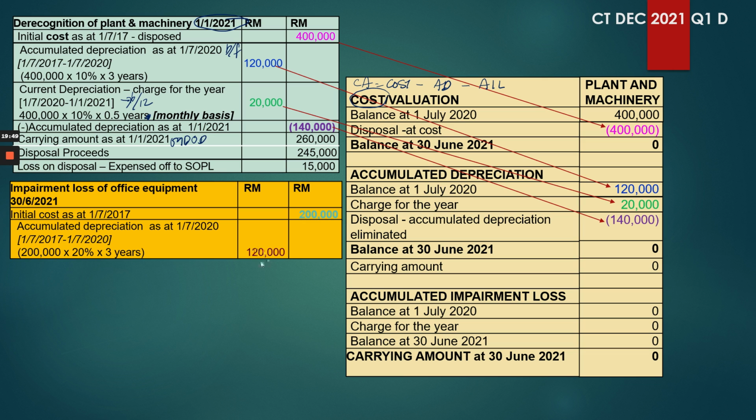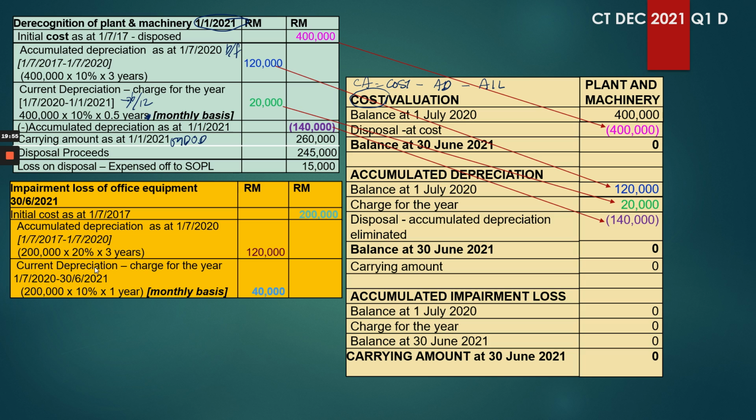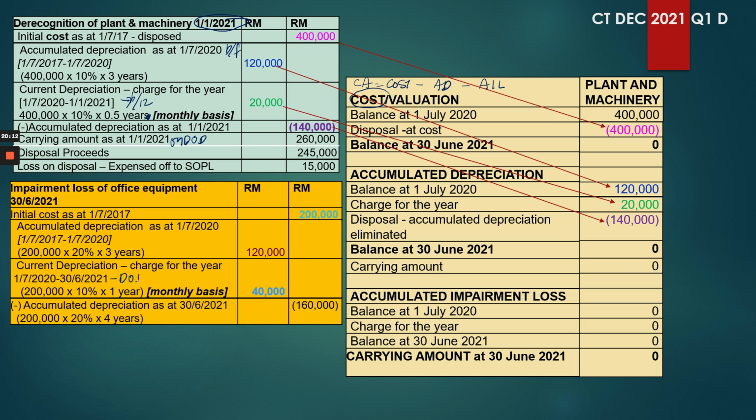And this is the one that you will have to show in the movement as the accumulated depreciation balance at the beginning of the year. Then you will have to calculate the current year depreciation. This is on a monthly basis. In the current year, the asset was impaired at the end of the year, so from the beginning of the year up until the date of impairment, DOI. So it will be 40,000. Therefore, the accumulated depreciation before the impairment was 160,000, which is the total from these two figures here.